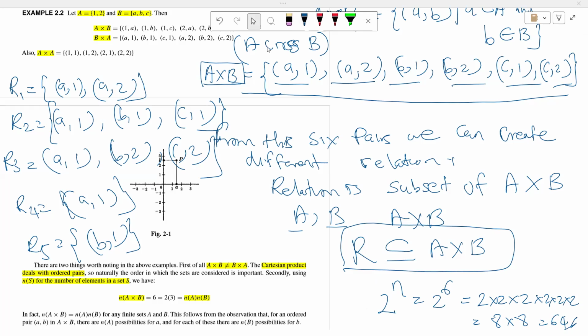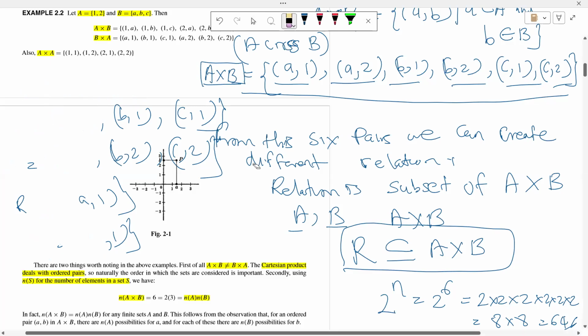Did you get it now? That is what I'm expecting from you. Is it clear to you? So altogether, from A cross B, you can create 64 relations. 64 relations you can create from these.